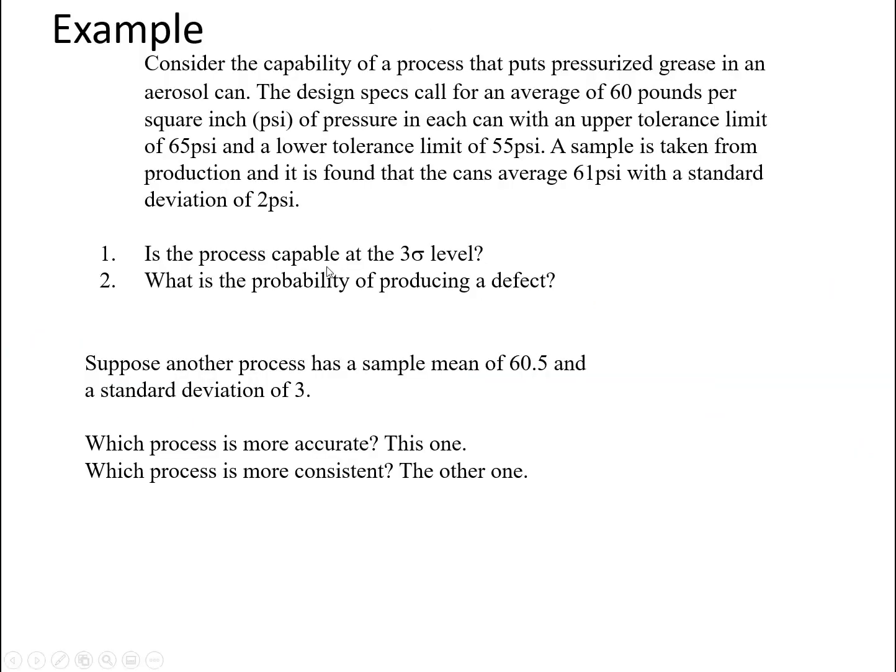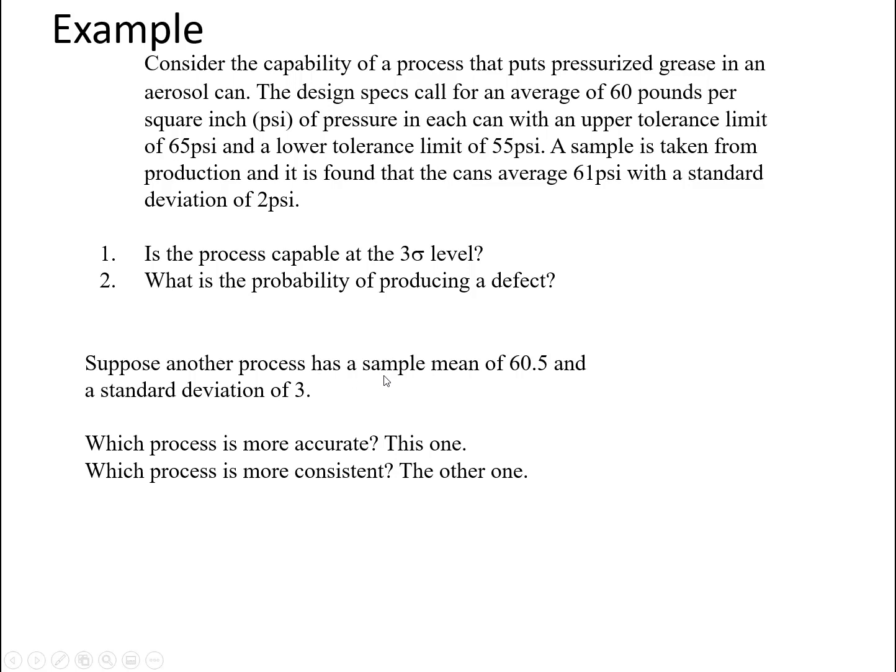There is another example which is an assignment for you. This is the same example. Consider the capability of a process that puts pressurized grease in an aerosol cane. The design specs call for an average of 60 pounds per square inch of pressure in each cane with an upper tolerance limit of 65 and lower tolerance. A sample is taken from the production and it is found that the cane's average is 61 psi, so this mean is the same as in the previous example, with a standard deviation of 2 psi.